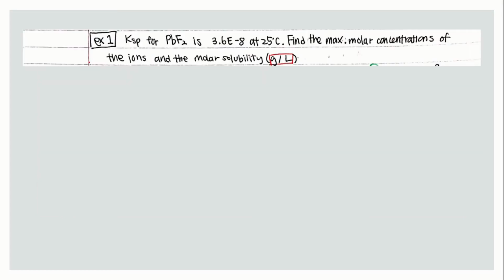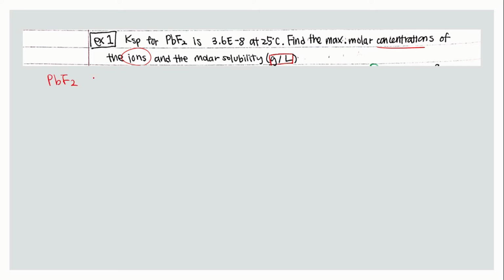We have an example here. Ksp for PbF2 is 3.6 E -8 at 25 degrees Celsius. Find the maximum molar concentrations of both of these ions, and the molar solubility in grams per liter. So first, we write the equation.